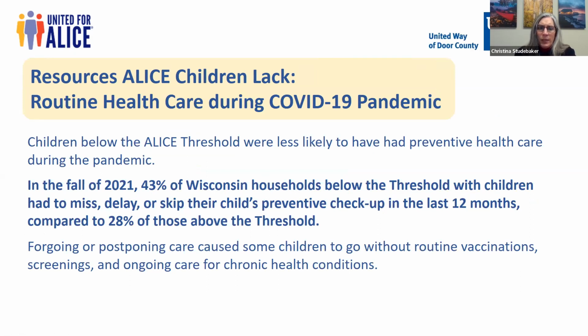And then healthcare during the pandemic. I don't know what counted for the capture of this percentage, and I want to get at it in more detail because I don't know it. This says 43% of Wisconsin households below the threshold with children had to miss, delay, or skip their child's preventive checkup in the last 12 months. I think some people would ask me whether that was voluntary opting out of healthcare, or whether there were other conditions that prevented them from getting there. And I don't know the answers to that question. But we know that getting your healthcare is important, and the difference between the households is one of the things that we also want to highlight.